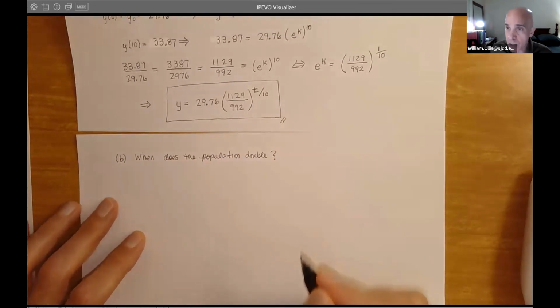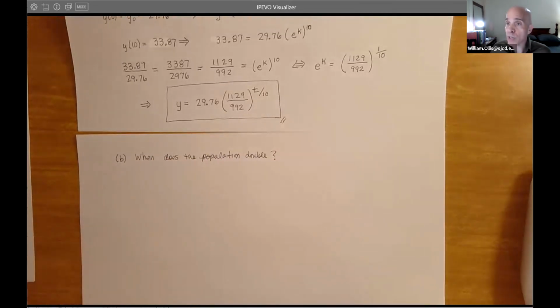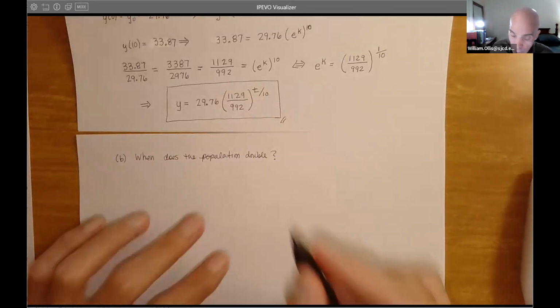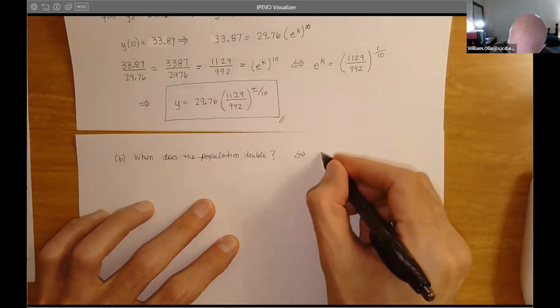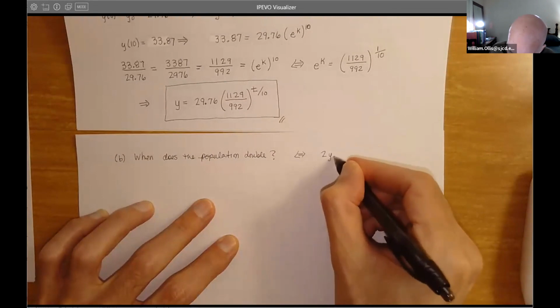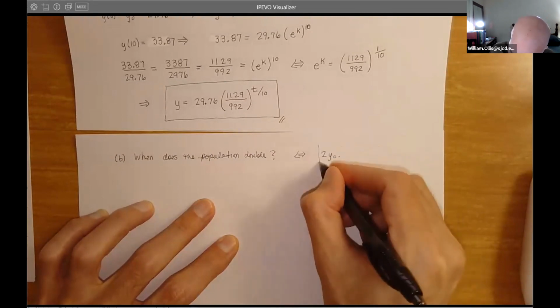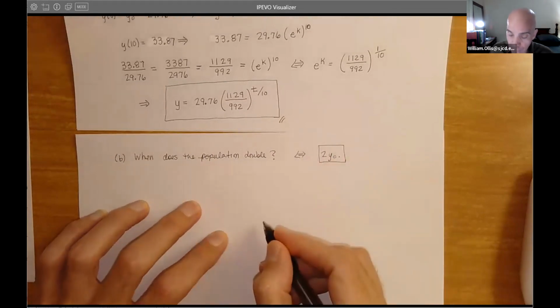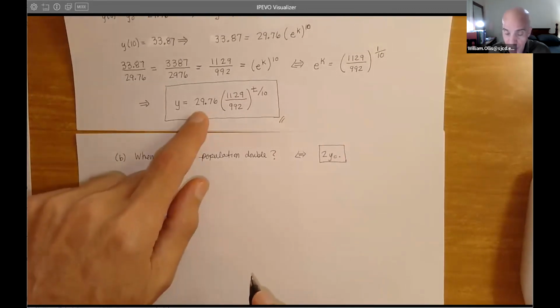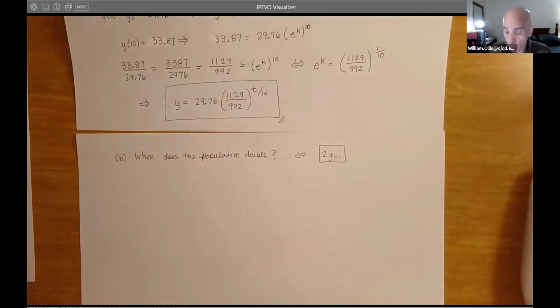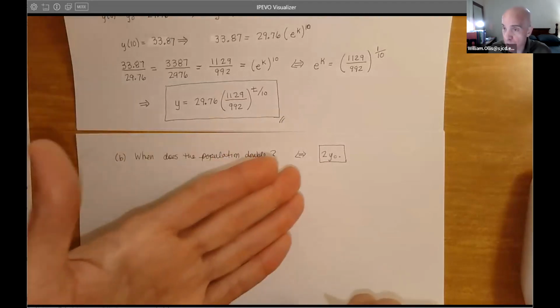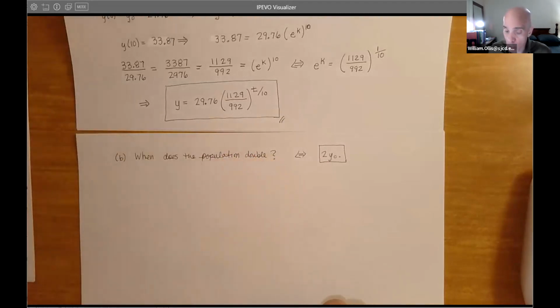So that just means, okay, we start out with y sub 0. So this implies, or equivalently, when is the population 2 times the initial amount? And we know what the initial amount is. It's 29.76 million. So we can just write everything in terms of y sub 0 if you want.